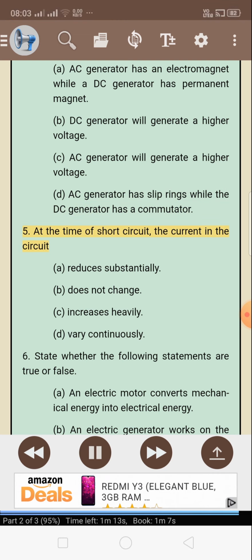5. At the time of short circuit, the current in the circuit A. Reduces substantially. B. Does not change. C. Increases heavily. D. Varies continuously.